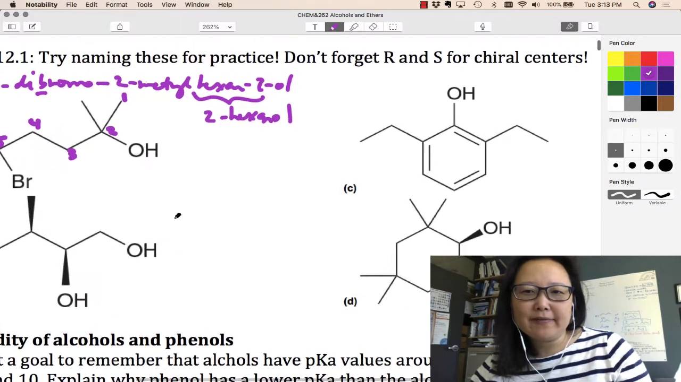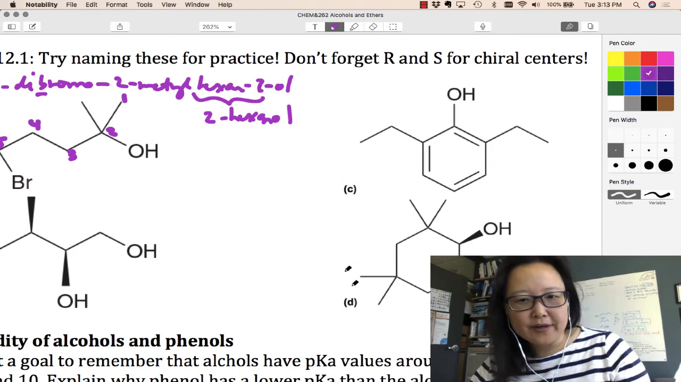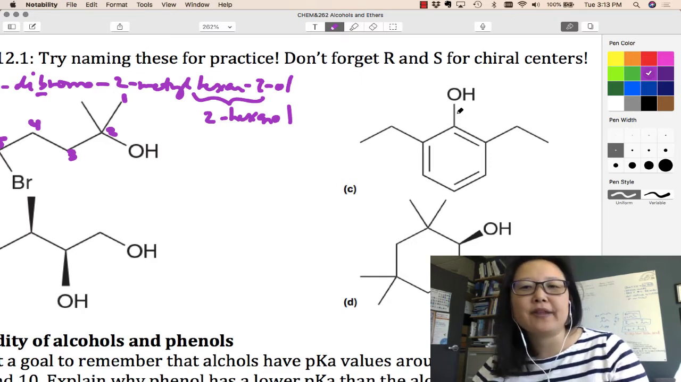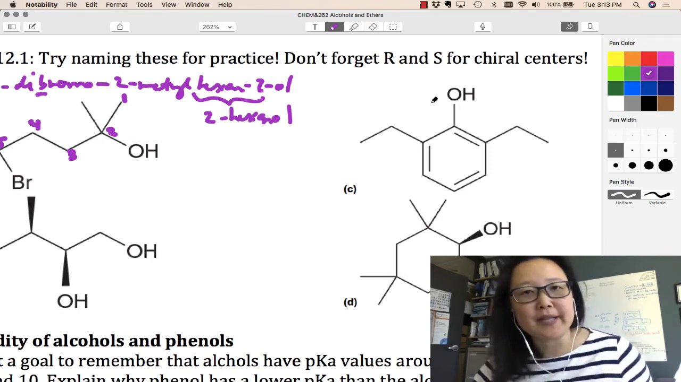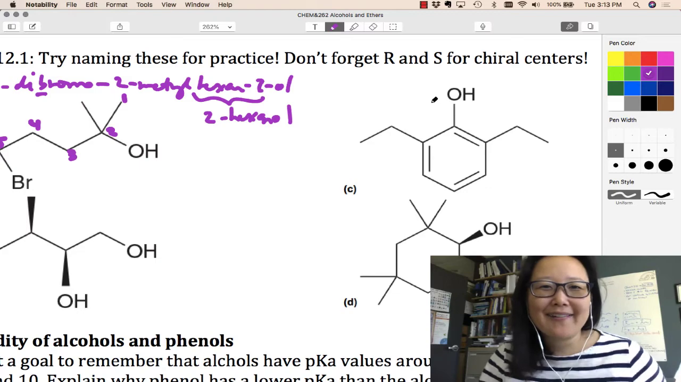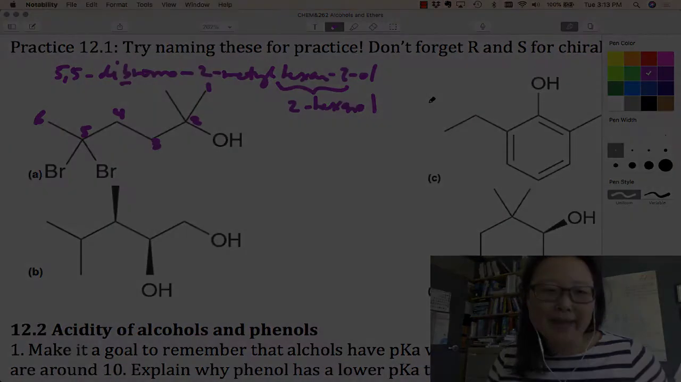For part C, remember to name this as a phenol and try to use the lowest numbering possible. For D, you want the lowest possible number combinations here as well. And for these, remember you want to keep the OH to be the lowest possible number also. All right, go ahead and give those a try, and let's see how we do when we come back.